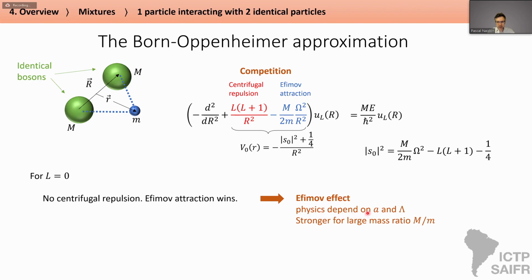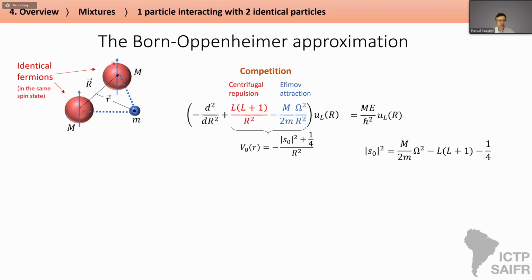And therefore, the physics depends not only on the scattering lengths, but also on a three-body parameter because of this 1/r² attraction. And as you can see, it gets stronger for large mass ratio. So this is consistent with the results I announced at the beginning.